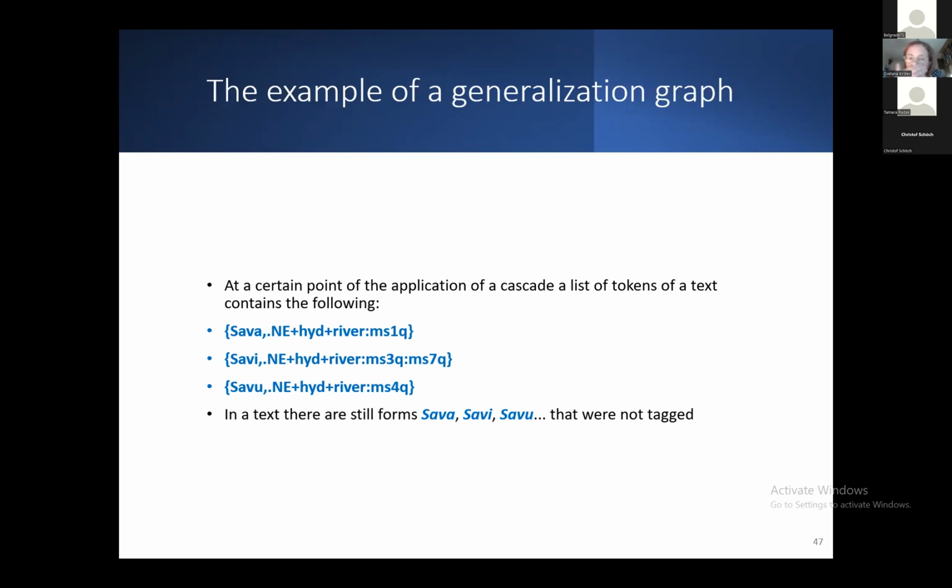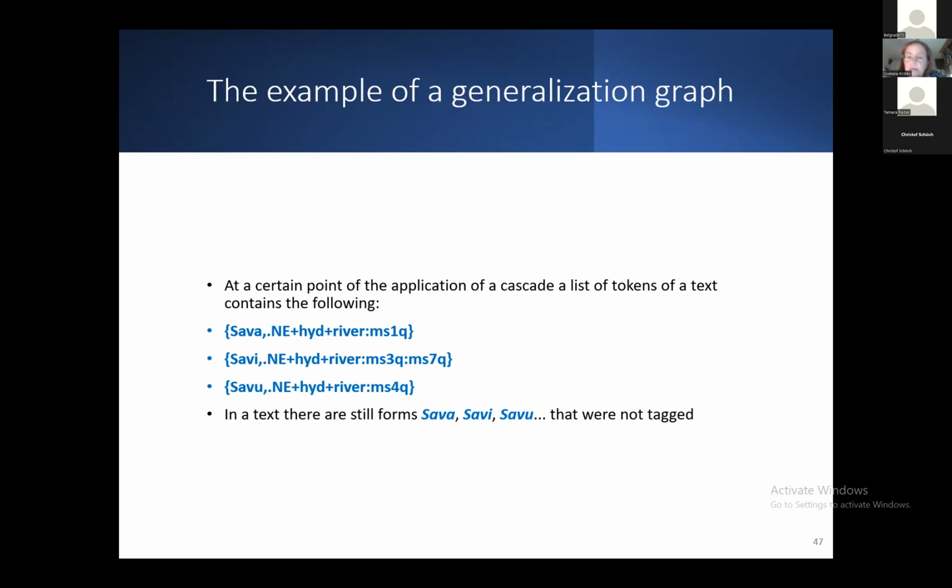At a certain point of the application of a cascade, we have recognized several inflected forms of Sava as rivers. So we have in a text this, what is recognized, we saw before, replaced with the lexical tags. So Sava is named entity hydronym river. Savi is named entity hydronym river. Savu is named entity hydronym river. All in, it is a mistake here. It's not, of course, masculine, but the feminine in several cases.